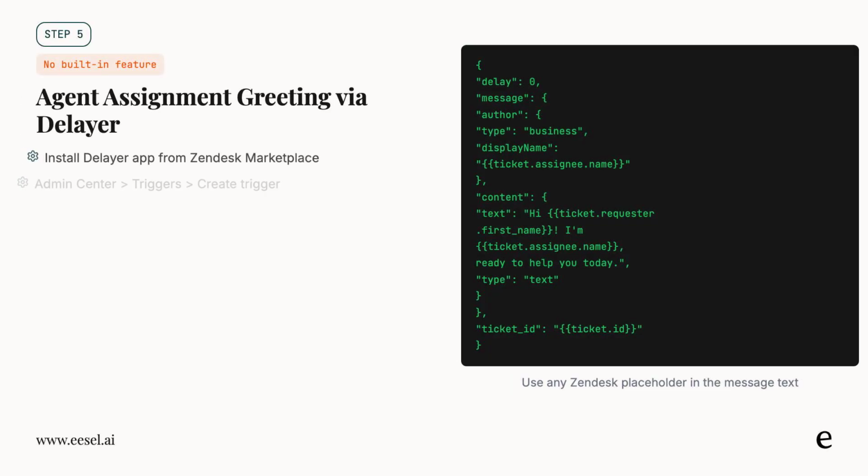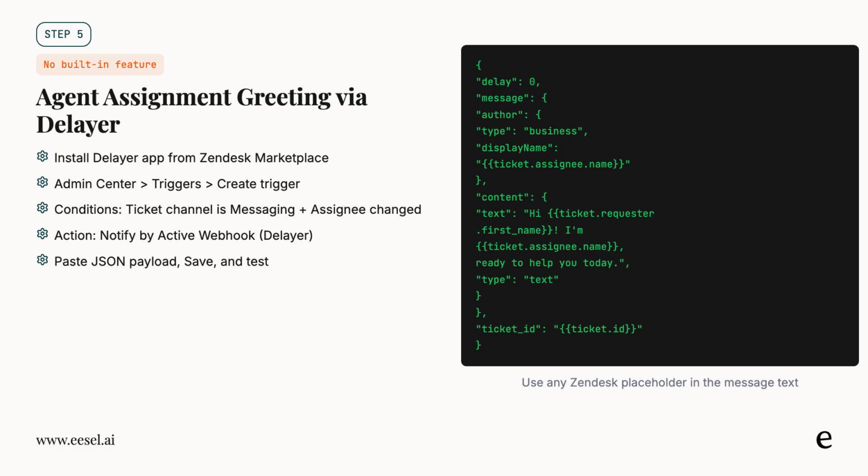Step 5 is the agent assignment greeting, and there's no built-in Zendesk feature for this. Install the Delayer app from the marketplace, create a trigger in Admin Center with the conditions ticket channel is messaging and assignee changed, set the action to notify via the Delayer webhook, paste in your JSON payload with the agent's name and a personal message, save, and test.